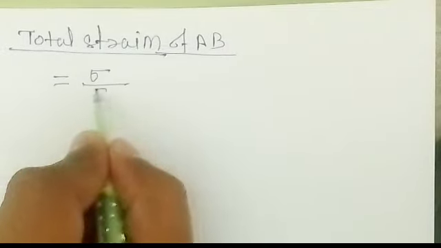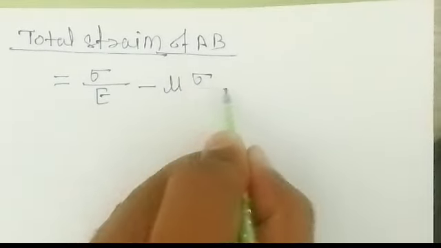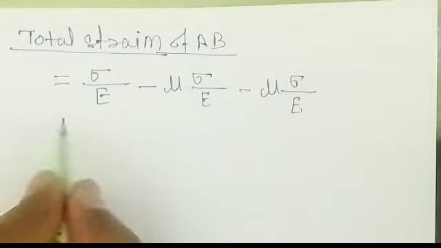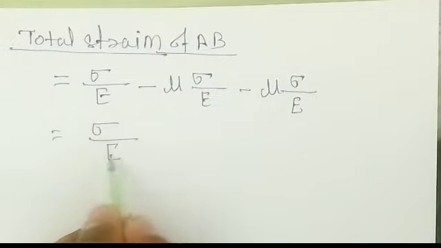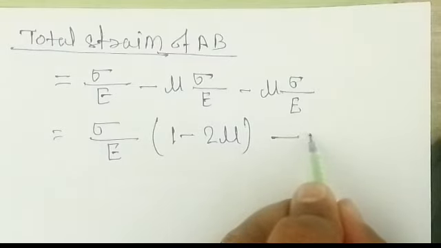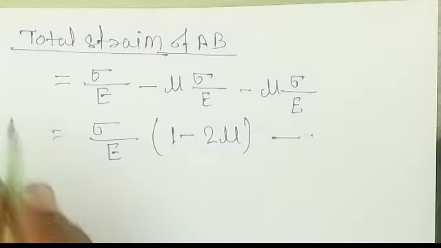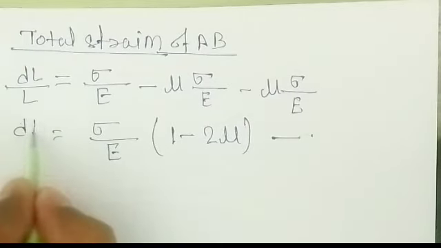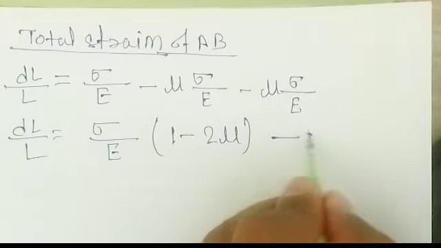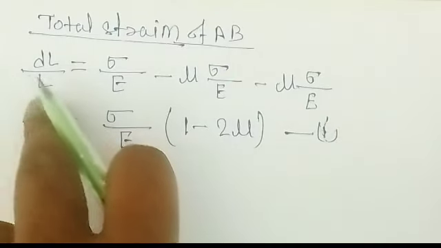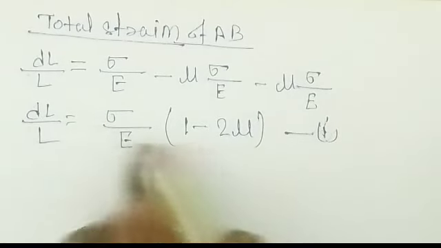As you have considered AB, so you can write AB is equal to what? Sigma by E minus mu times sigma by E minus mu times sigma by E. When I take common sigma by E, this will become sigma by E of 1 minus 2 mu. Let's say this is equation 1, right? And the total strain is what? That dl by L, change in length by original length. So dl by L is the strain, and total strain is this one.